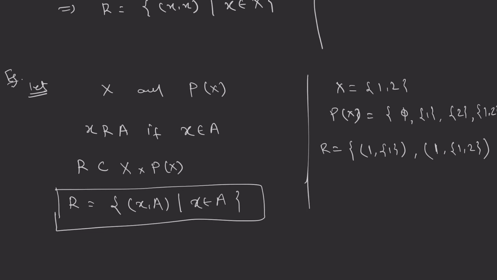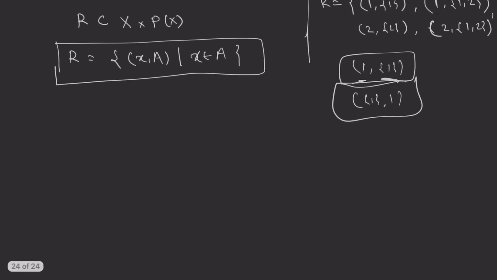Okay, now we will look for 2. So here you can see that 2 belongs to this set and this set. Okay, so 2 will be related to {2} and 2 will be related to {1, 2}. And you can see that if 1 is related to the singleton {1}, then singleton {1} is not related to 1. Okay, these two are different things.